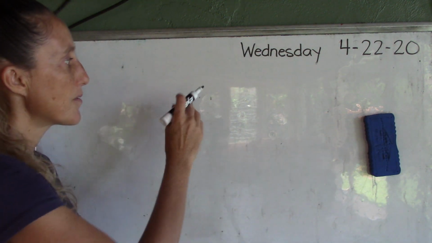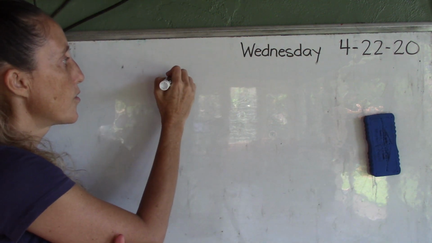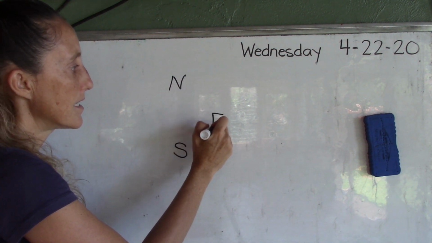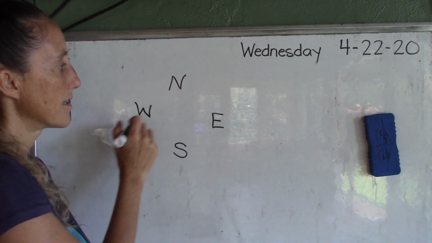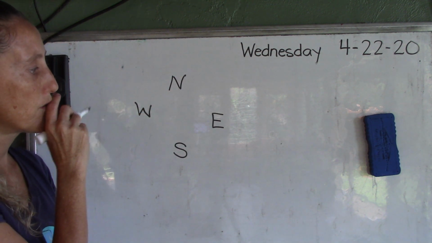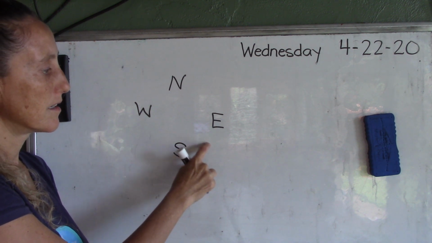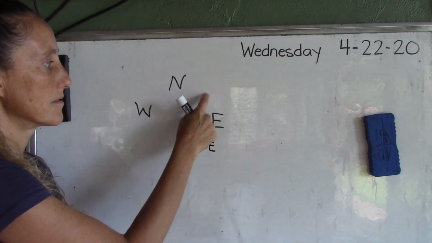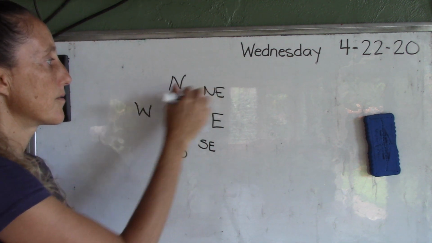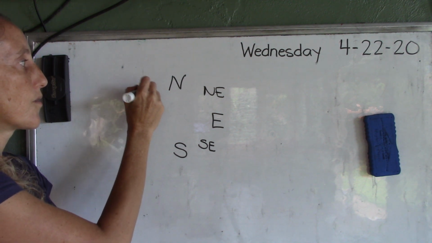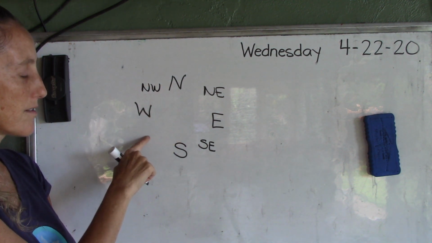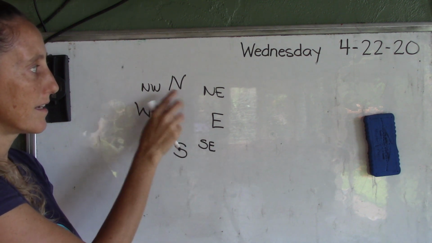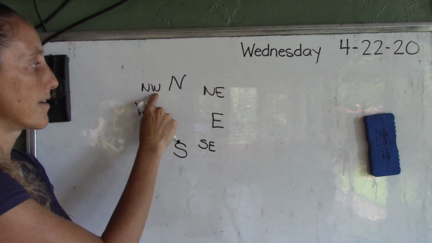Okay. Do you remember we did north, the directions, south, east, and west? So what goes here? What is this called? Southeast. What is this called? Northeast. What is this called? Northwest. You're just putting these together. What is this called? Southwest. So you're just putting these two together to make that, right? These two together to make that. These two together to make that.